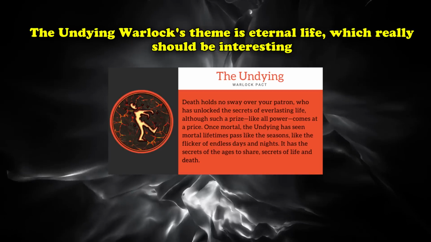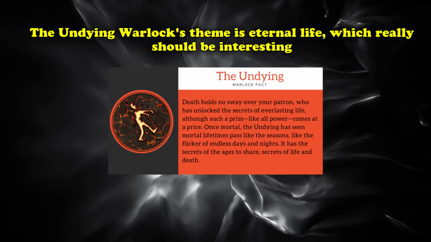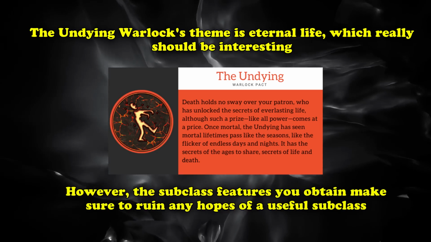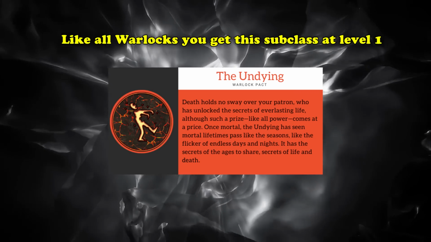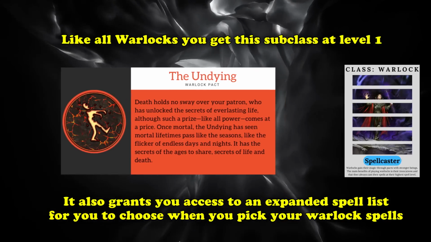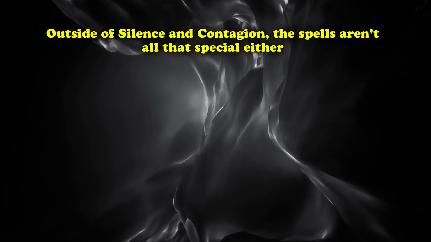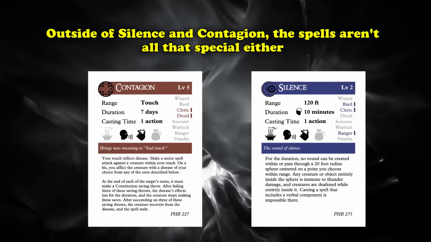The Undying Warlock's whole theme revolves around the idea of everlasting life, which sounds amazing at first, until you learn about the subclass features you obtain as an Undying Warlock. You can pick this subclass as soon as first level, and it grants you access to an expanded spell list for you to choose from when picking Warlock spells. These spells aren't that good, other than maybe Contagion and Silence, but are also not super terrible.